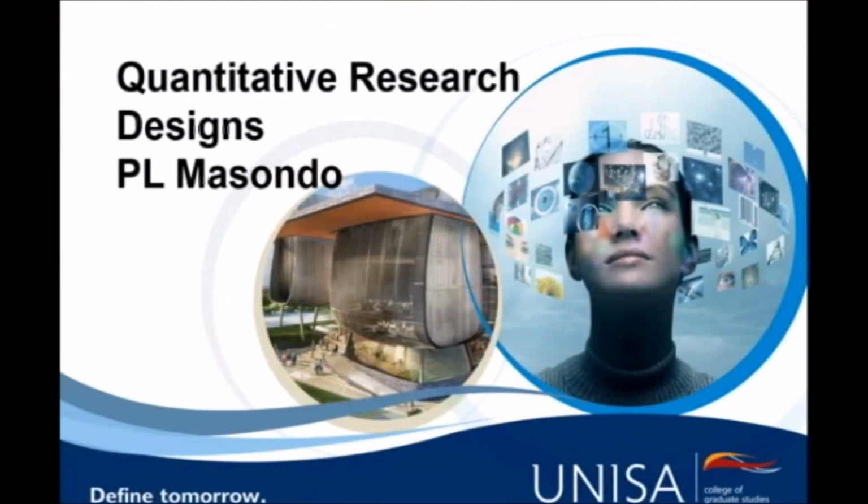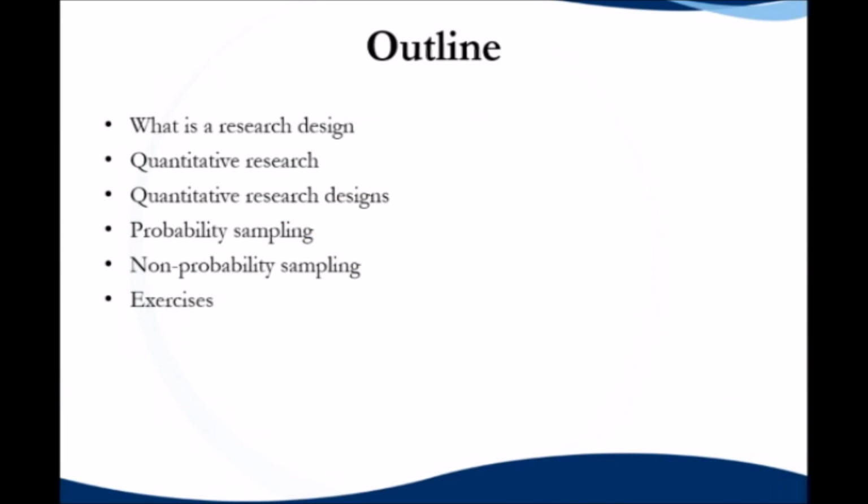So the outline of the presentation: I'm going to cover what a research design is. Since it's the theme of the presentation, we're going to look at different quantitative research designs. We're also going to look at some definitions of quantitative research. Then we're going to switch gear and look at probability sampling, non-probability sampling, and we'll do some exercises. Within the probability and non-probability section, we'll look at issues around the population and the sample.